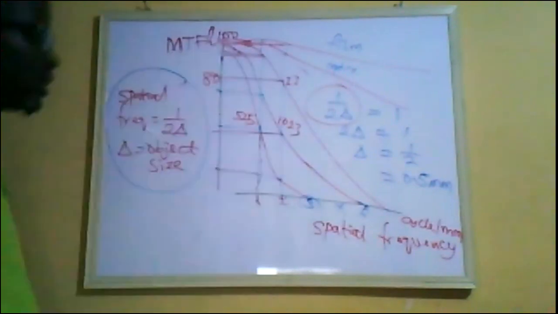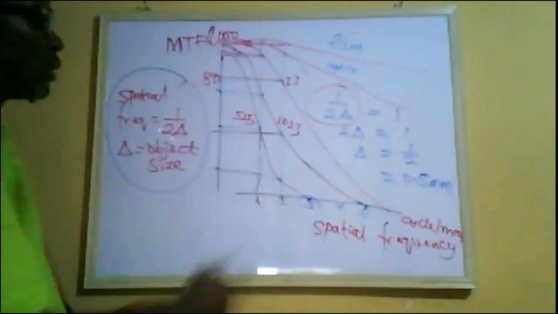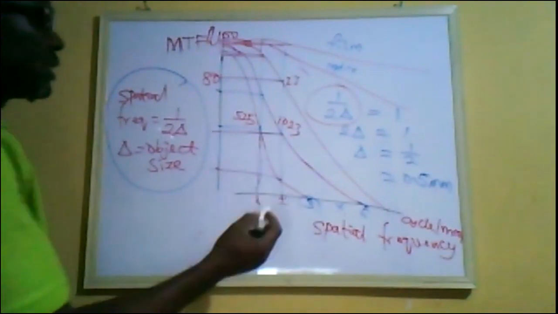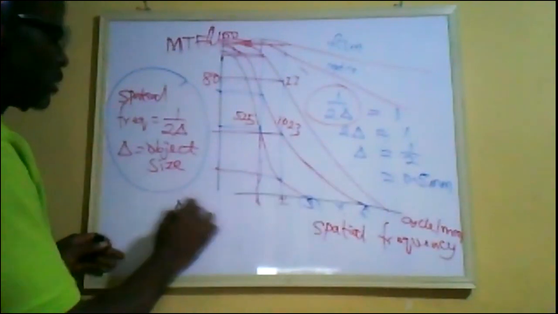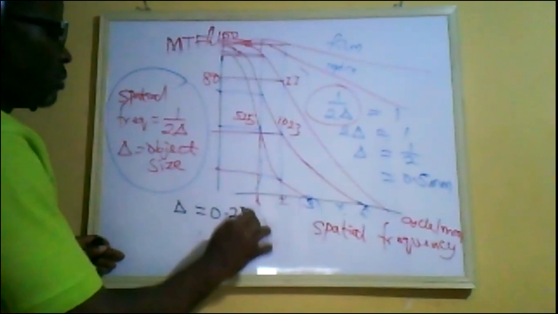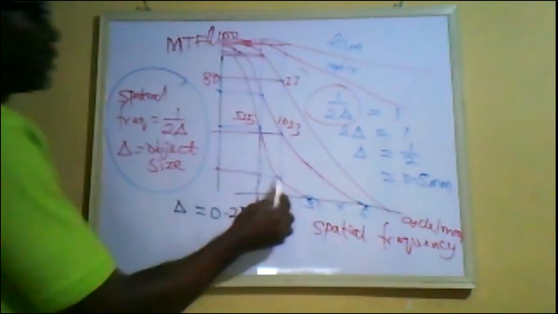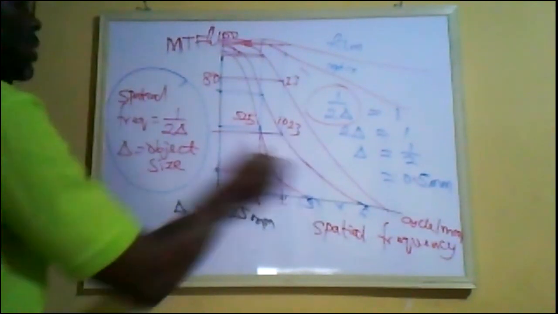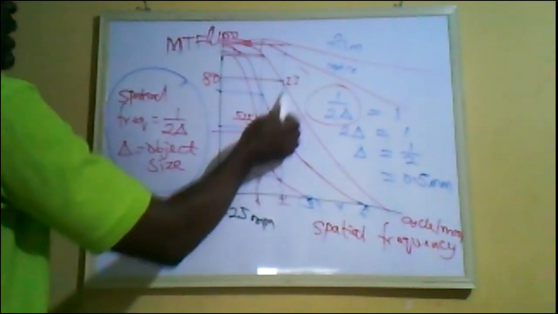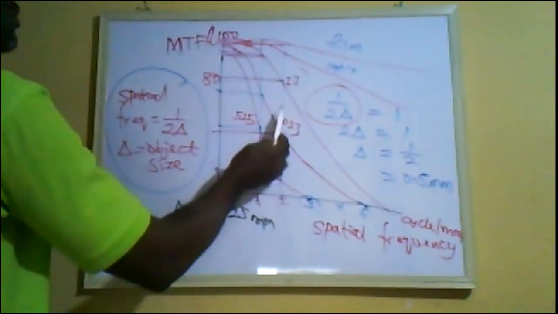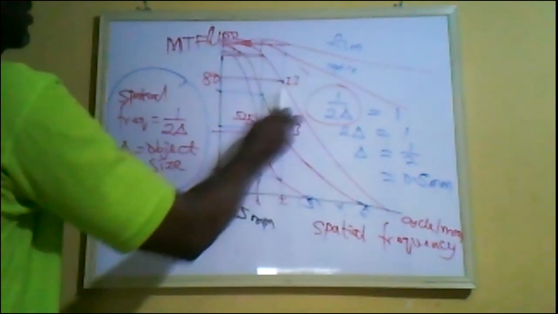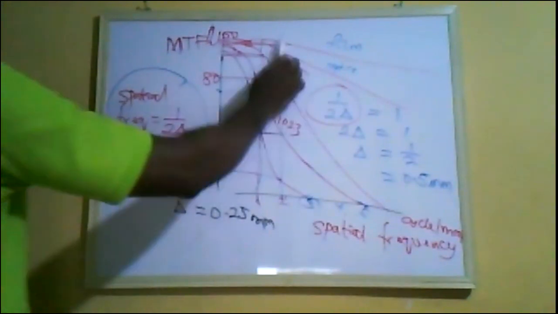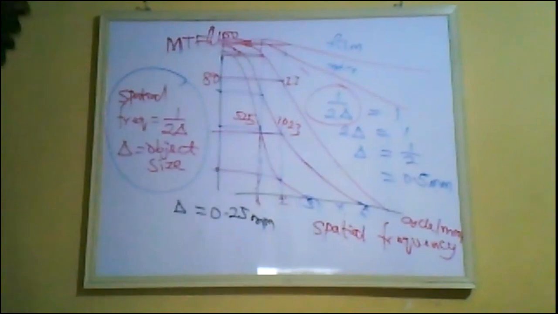If you go to a spatial frequency of 2, we end up getting the delta to be 0.25 millimeter. The same thing happens for this 0.25. We're going to have a value here, maybe 20 for 1023, maybe 40 for this one. For this one, it is close to 80. For this one, it's above 90 or close to 100, as the case may be.